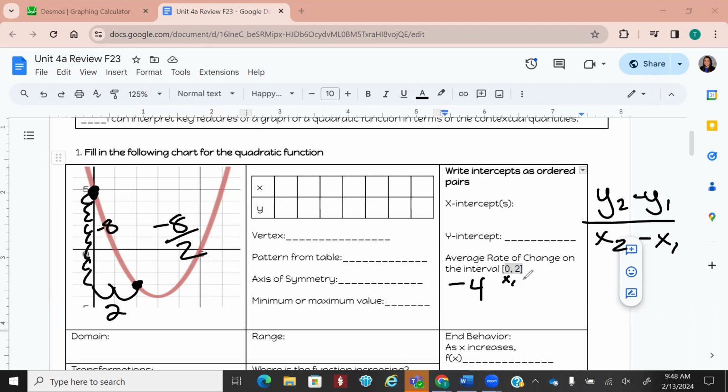If you would have done this the formula way, you get the same thing. Where 0 is x1, 2 is x2, your y values are 5 and -3. When you plug it into the equation, you get (-3 minus 5) over (2 minus 0). You get the exact same thing. Okay, you can do it the formula way, you can do it the graph way. Graph way is probably easier to remember.